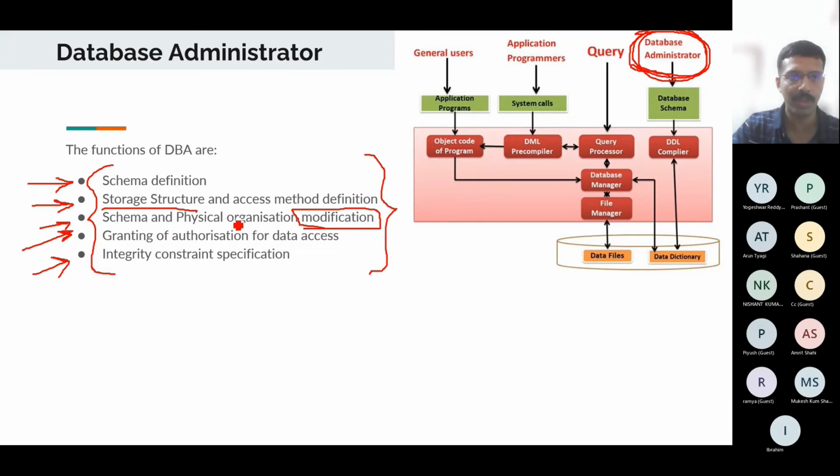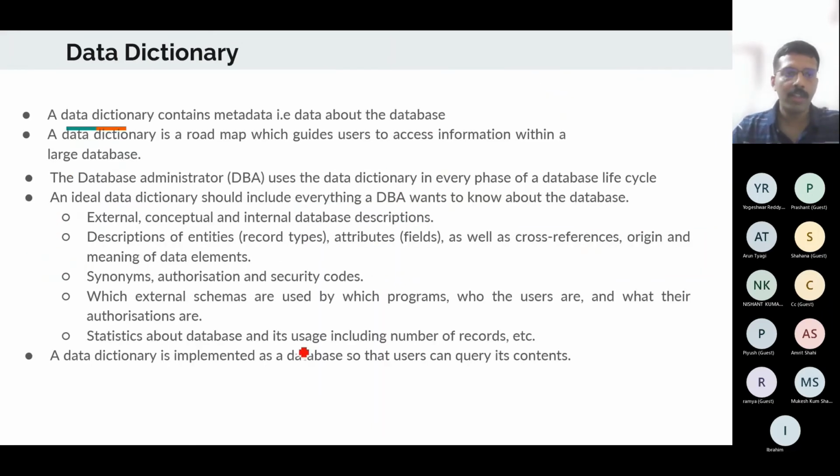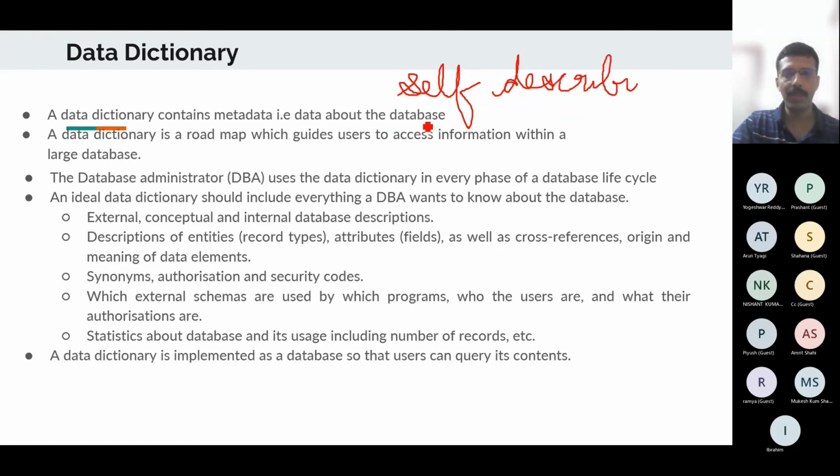All these are the responsibilities of the database administrator. Then coming to the data dictionary, which I told you earlier we'll be covering. The data dictionary is what is responsible for what we saw in an earlier slide, that a database has a self-describing property. This self-describing property of a database is brought about by what is called a data dictionary.